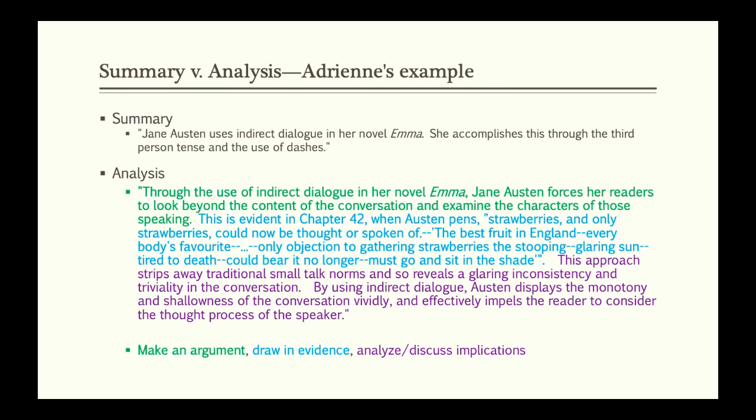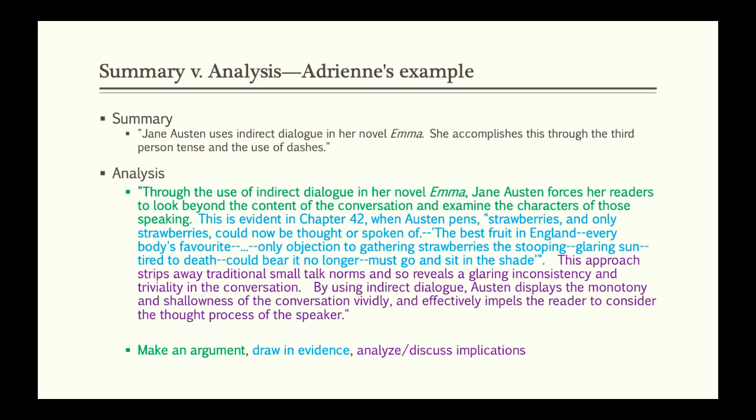And then we go on to the analysis, which is really about discussing implications. Okay, so this approach strips away traditional small talk norms and so reveals a glaring inconsistency and triviality in the conversation. By using indirect dialogue, Austen displays the monotony and shallowness of the conversation vividly and effectively impels the reader to consider the thought process of the speaker. So again, analysis, answering the questions, is it effective?